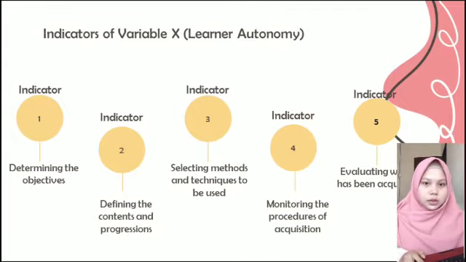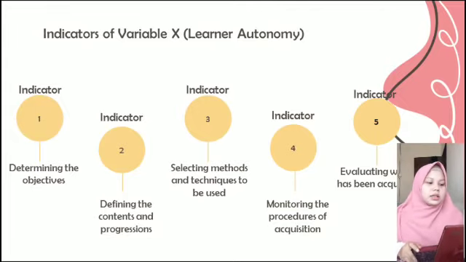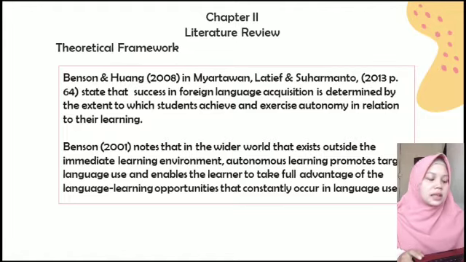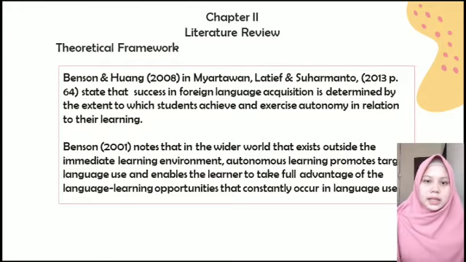The next is the literature review. The grand theory that I found to correlate learner autonomy and English proficiency is based on Benson and Huang 2008 in Miertawan 2013, which states that success in foreign language acquisition is determined by the extent to which students achieve and exercise autonomy in relation to their learning. So it shows that learner autonomy has a correlation with English proficiency.